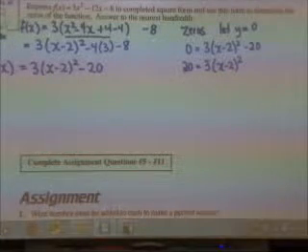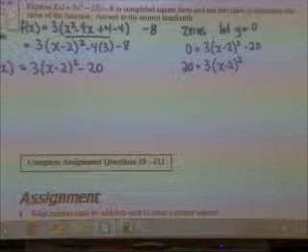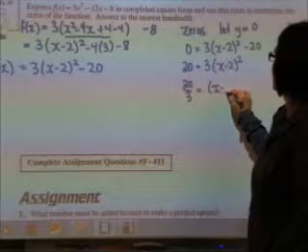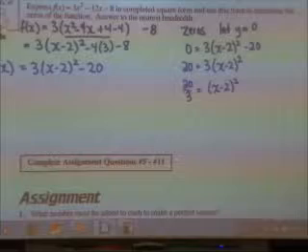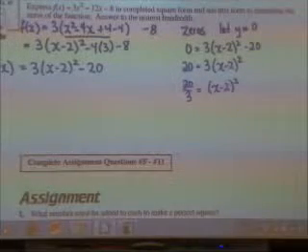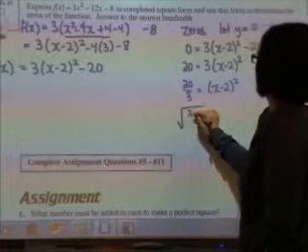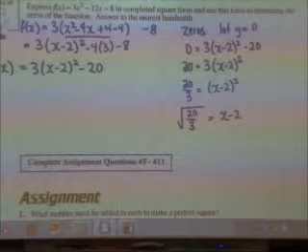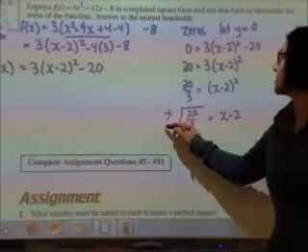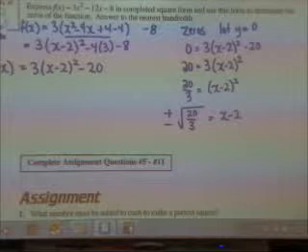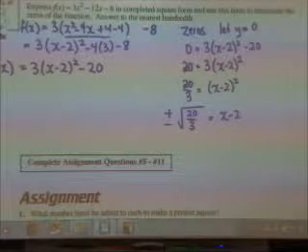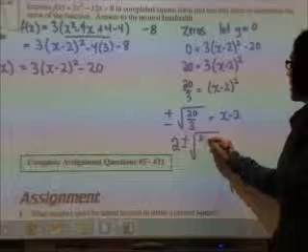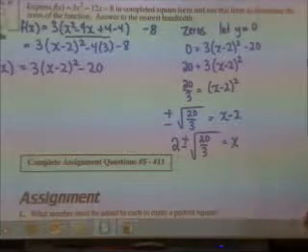Next step. Divide by 3. After I divide by 3, and when I square root both sides, what do I do in front of the square root of 20 over 3? Plus minus. Plus minus, because it could be a positive or a negative. And then my final step, add 2 to each side. So 2 plus or minus the square root of 20/3 would be equal to x.